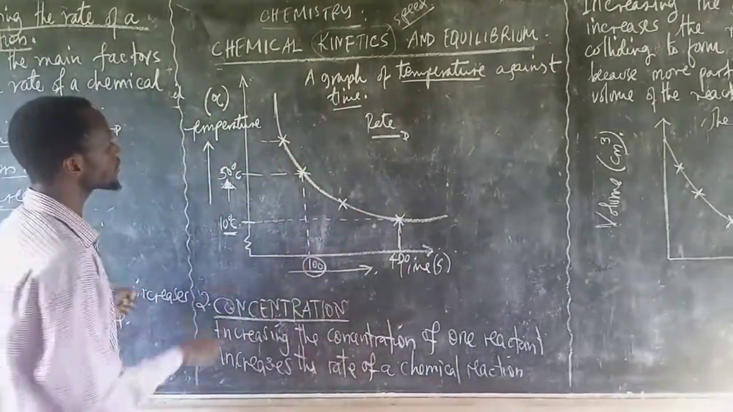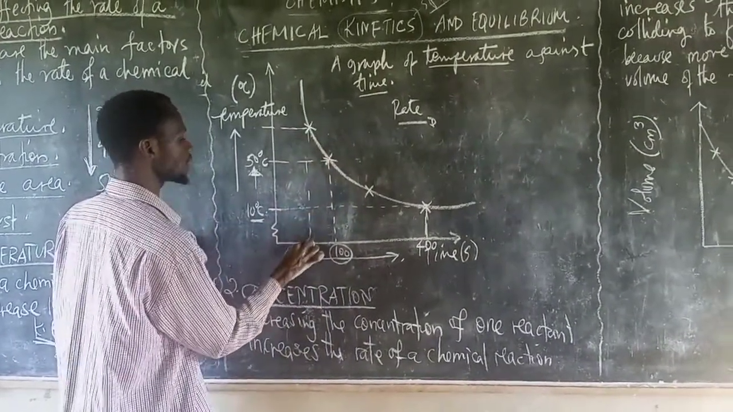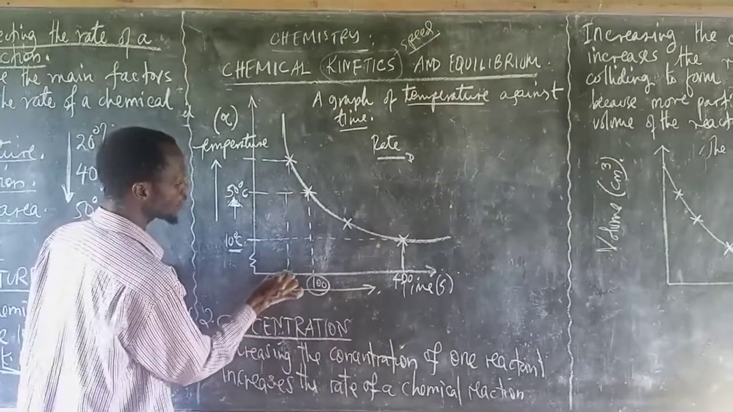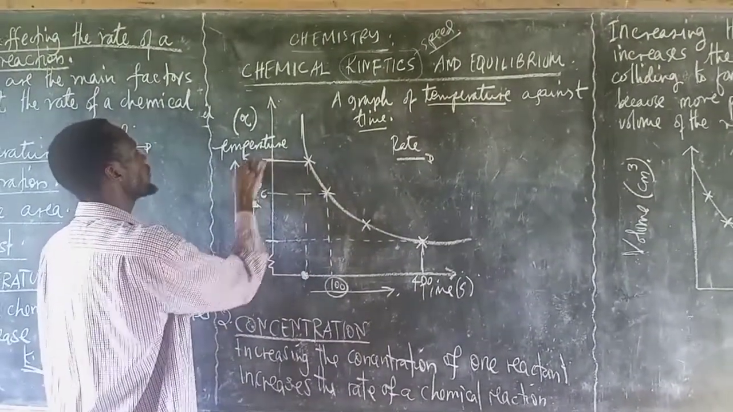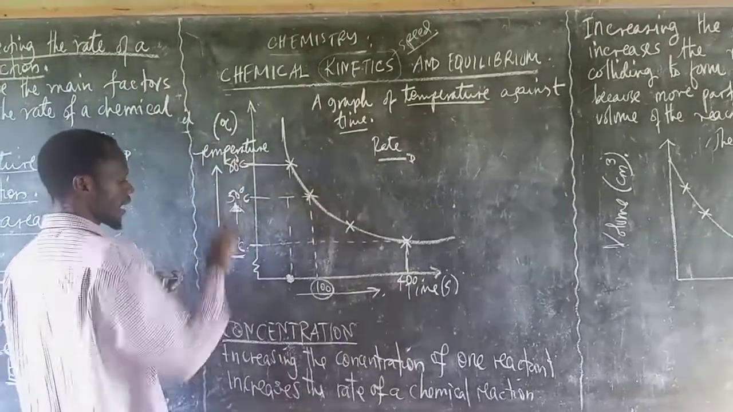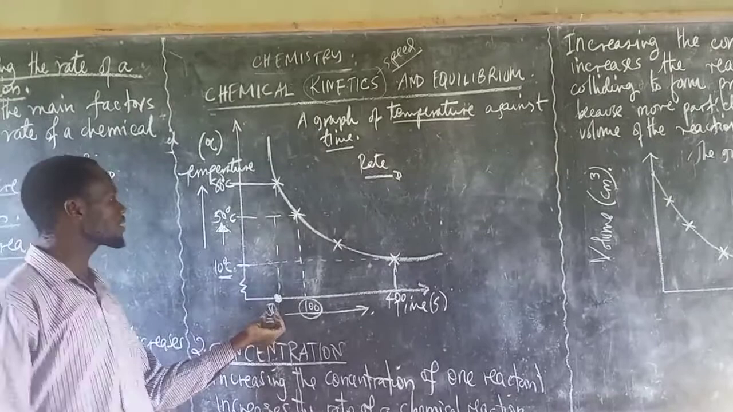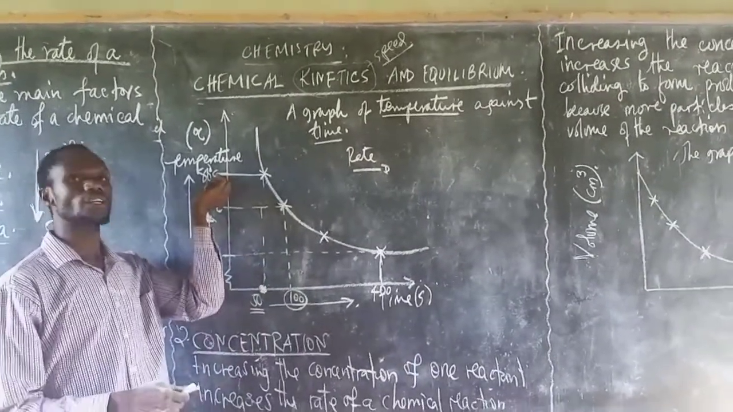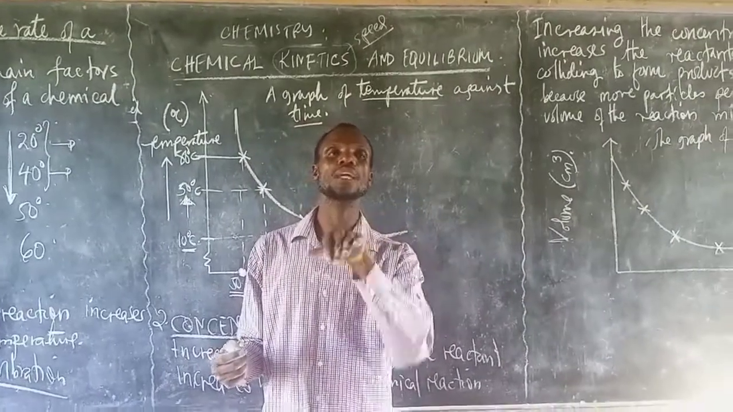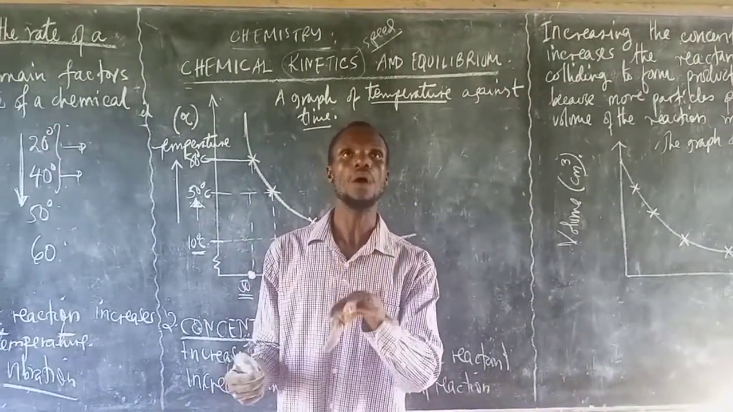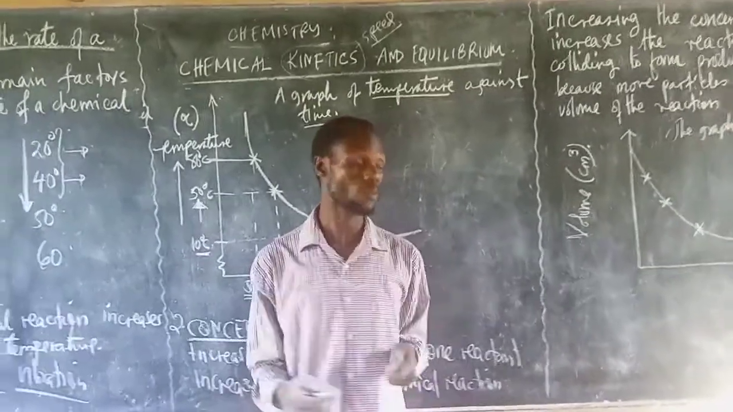And that is why you can see here also, the temperature is increasing, but the time is reducing. At this point, the time is reducing, but the temperature is increasing. So we may say this is 80 degrees Celsius, but here it is 50 seconds. So the time is reduced because the temperature is increased. So the increase in temperature increases the rate of the chemical reaction. But by doing so, we are increasing the speed of the rate of chemical reaction.